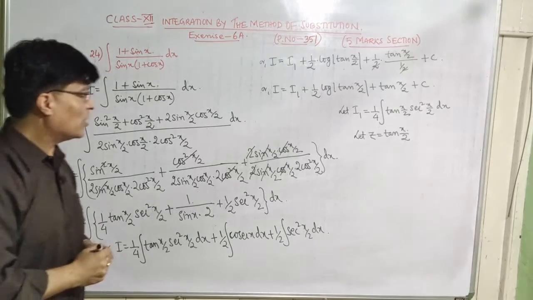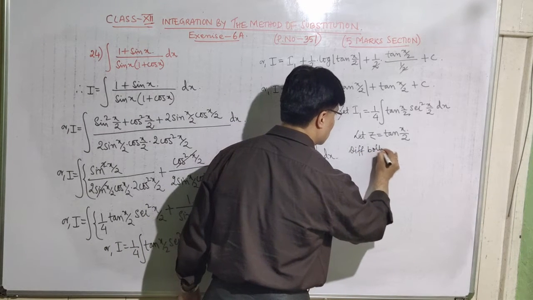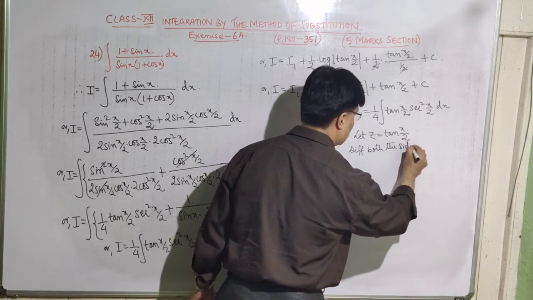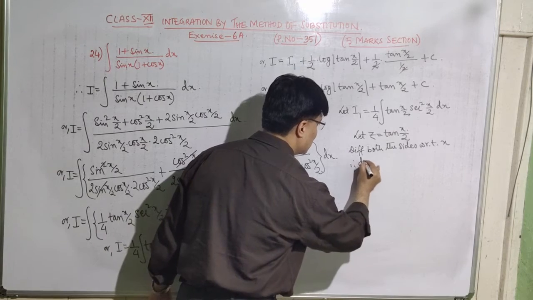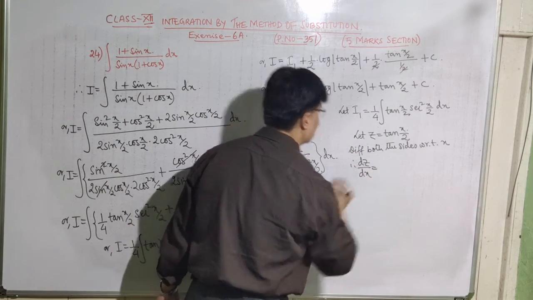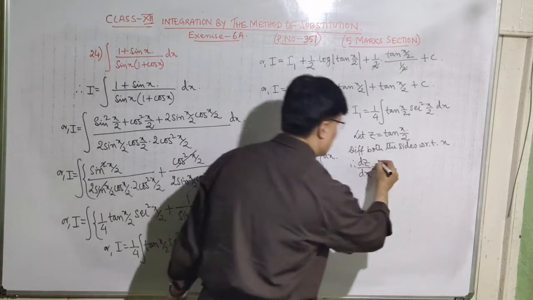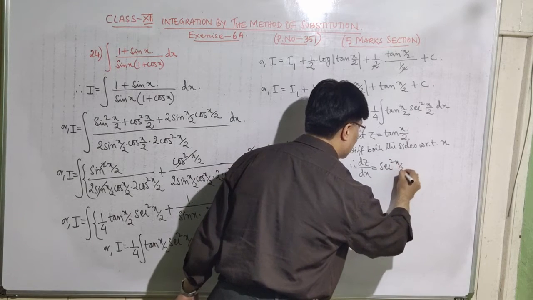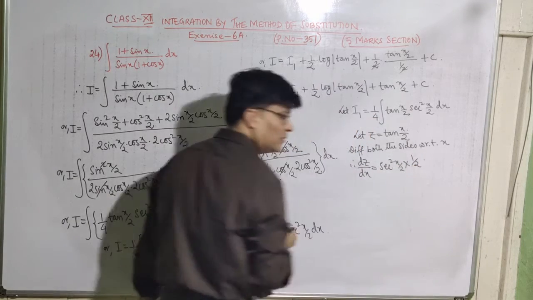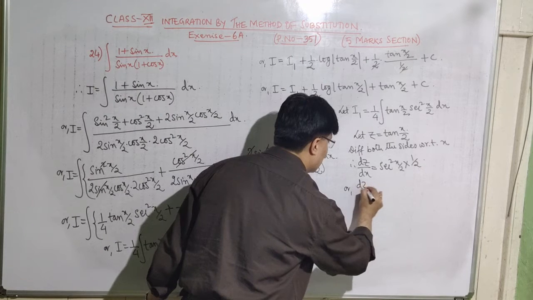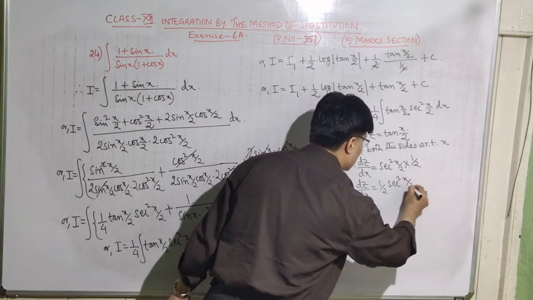So now let us differentiate both the sides with respect to x. So what do we get? It is dz by dx is equal to, what is the differentiation of tan x by 2? This is in the form tan mx. It is sec square x by 2 into, again differentiate x by 2 with respect to x, that is your half, right?